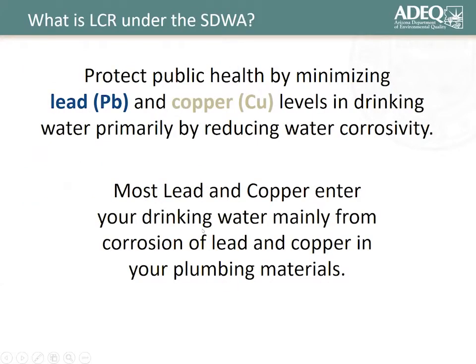So what really is the lead and copper rule under the Safe Drinking Water Act? It is a rule that helps to add a layer of public health protection by looking at the lead and copper release levels in drinking water. The goal of the lead and copper rule is to help us regulators at ADEQ's drinking water program to identify the need for a system to install corrosion control. So lead and copper samples for us are indicators that a system may need to do something to bring those levels back down.